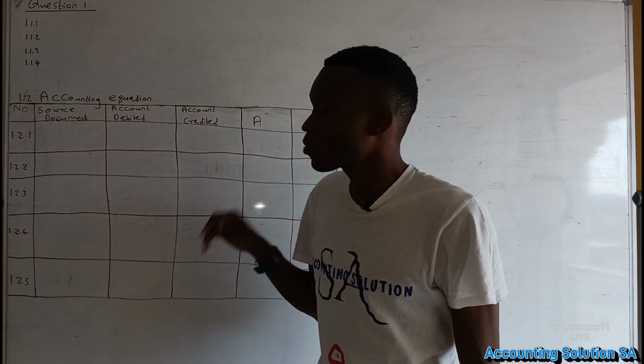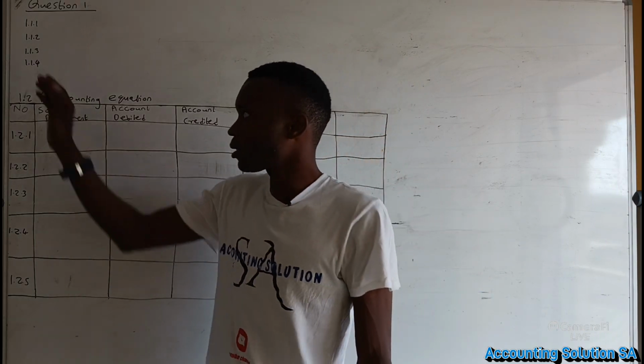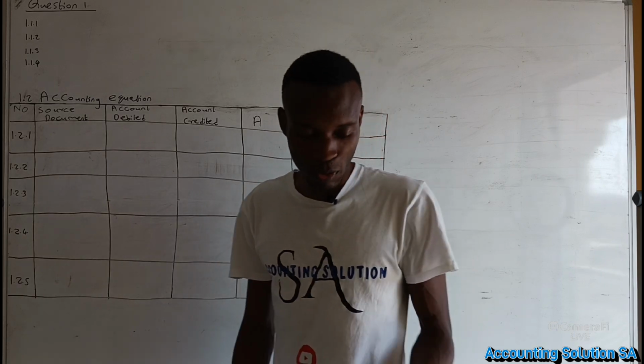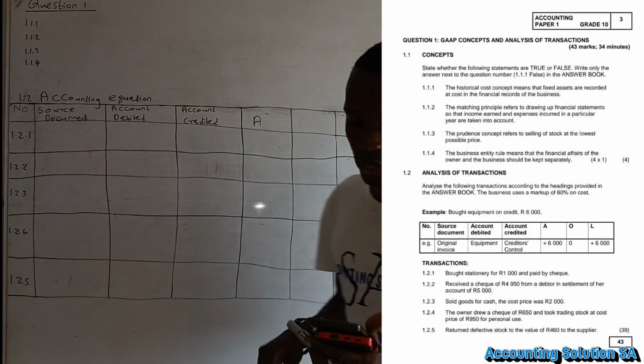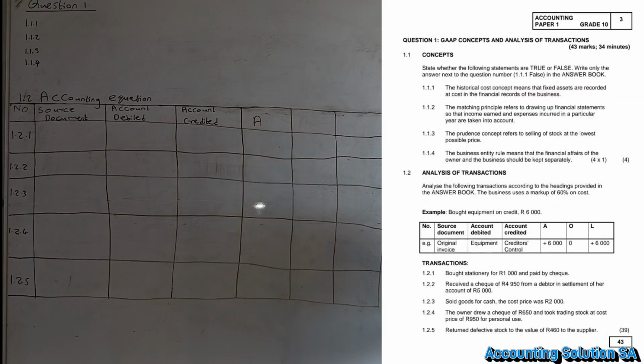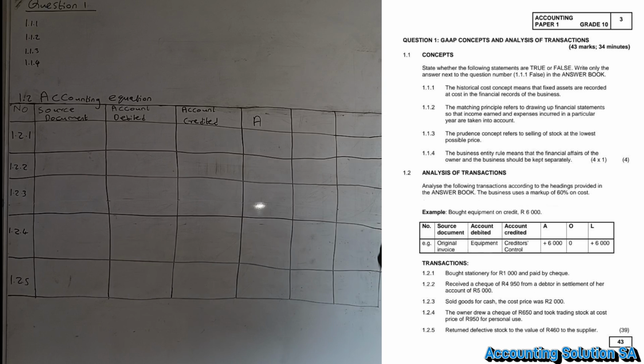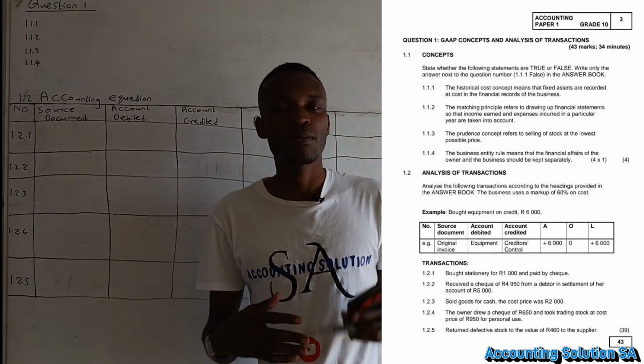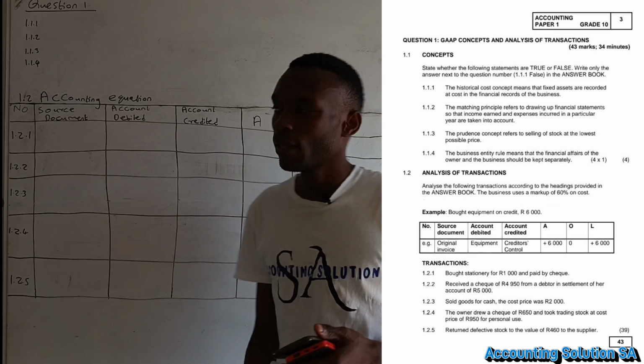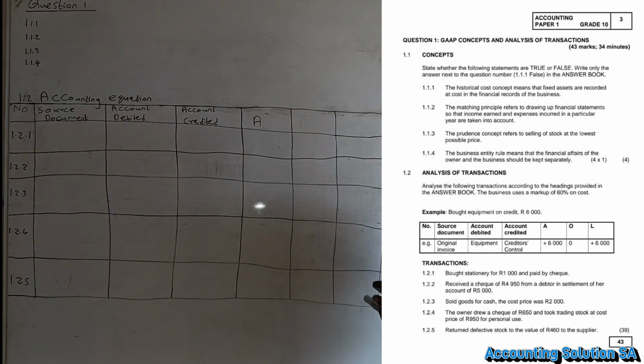Alright, so this question was question 1 and it also includes a GAAP principle which we are just going to go through. Then the next step, we will do our accounting equation that has 39 marks. That's a lot of marks, guys. So please make sure that you watch all of this video so that you will understand the principle that you need to apply when you prepare an accounting equation, which is very simple. Okay, let's start with our video.